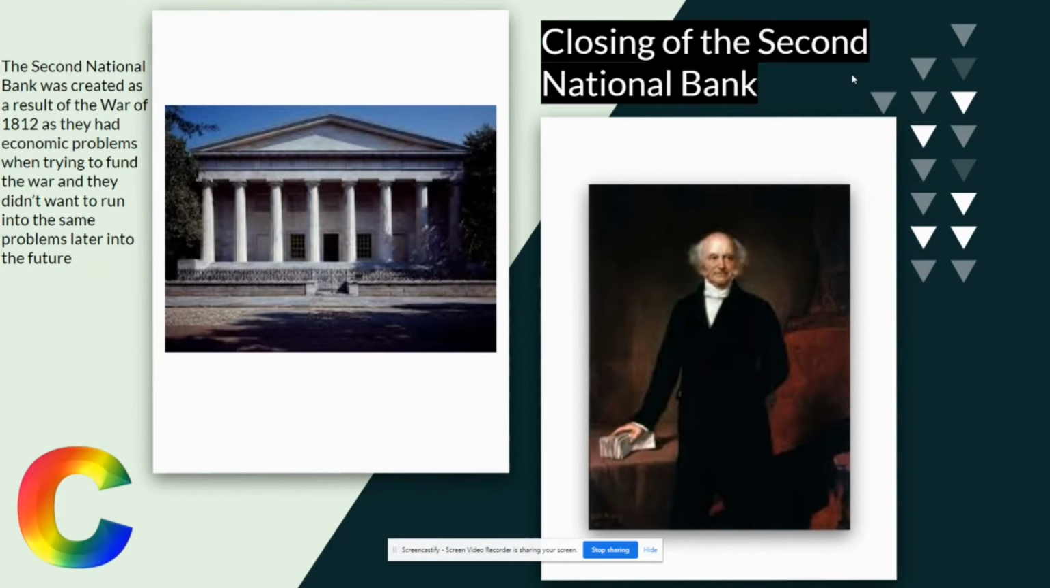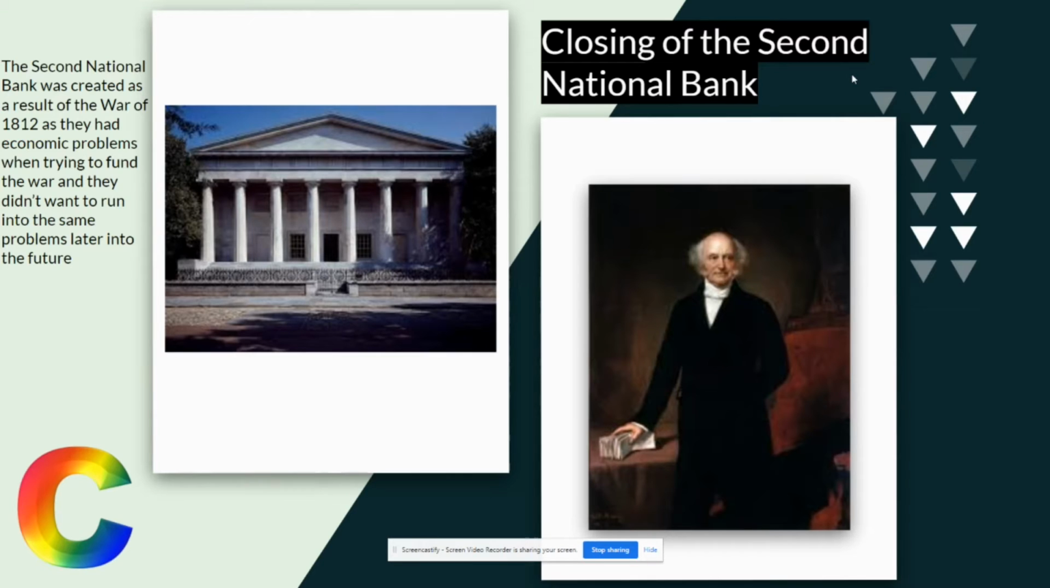The Second National Bank was created as a result of the War of 1812, as they had economic problems when trying to fund the war and they didn't want to run into the same problem later in the future. Andrew Jackson wanted to shut down the bank as he thought it was unconstitutional and thought Congress shouldn't have the power to create it, and thought it was biased towards the northern states, as their economy was based on industries and people of higher society would invest, and only wealthy people would invest into banks.